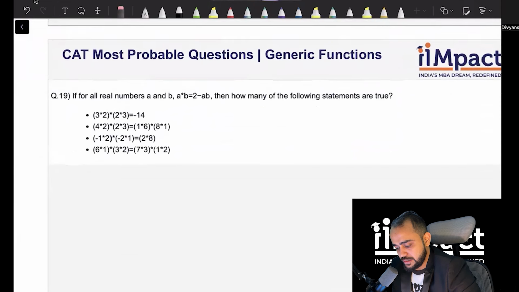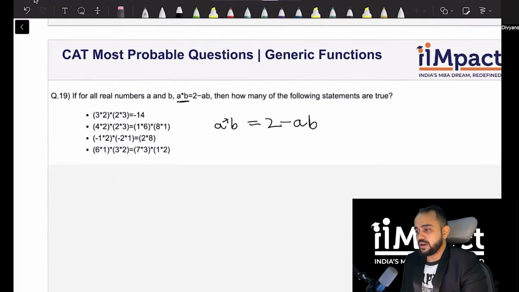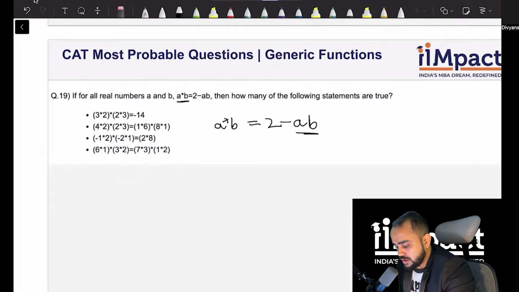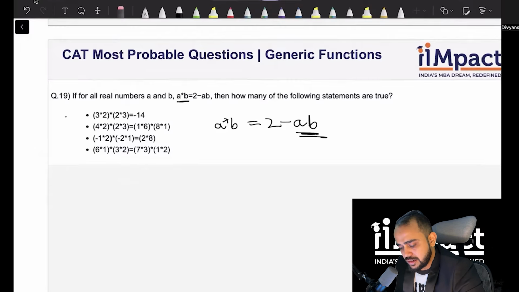All right, moving ahead. This function is defined as a star b is equal to 2 minus ab. Then how many of the following statements are true? Now, right off the bat, the order of A and B does not seem important. What is important is what the product AB is. So let's start with this.